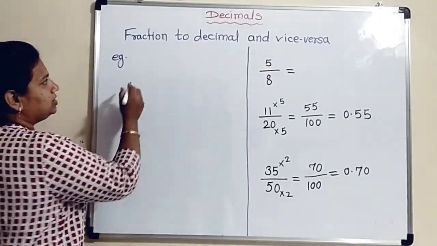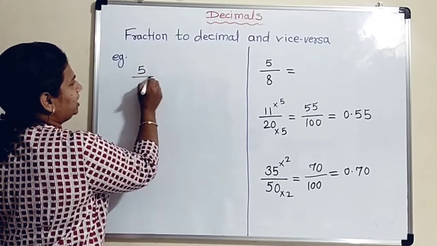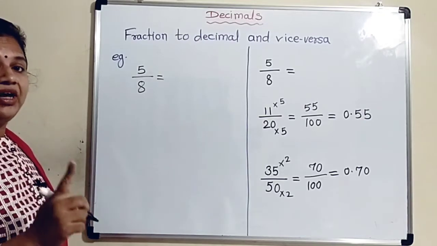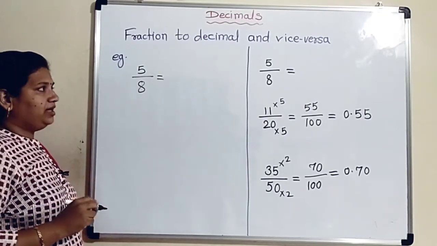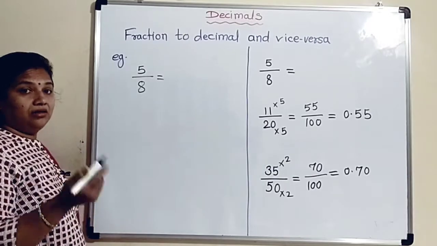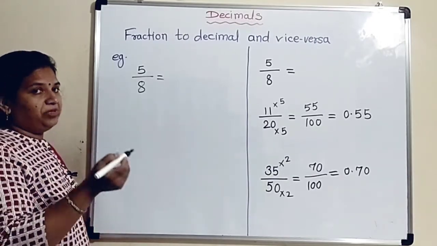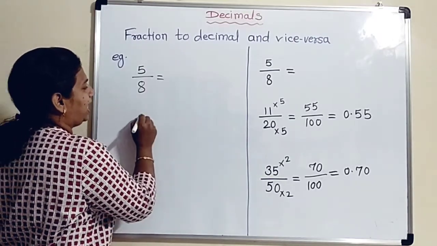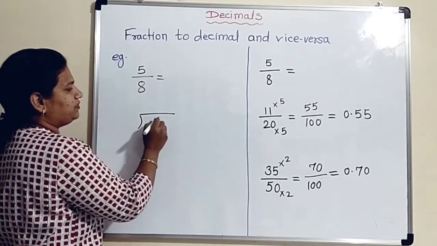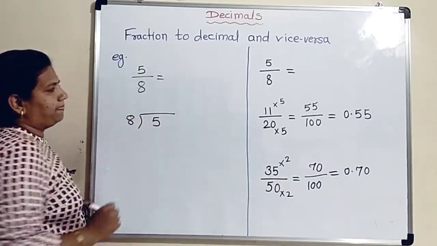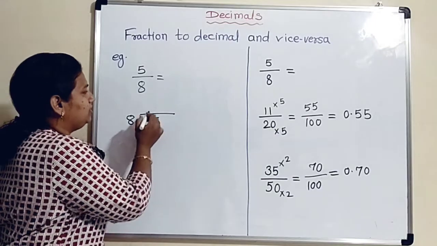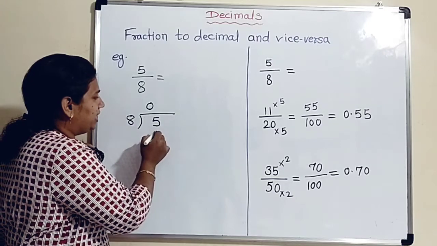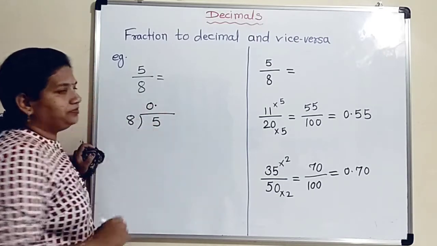Now let us do this example. Five by 8. So here 5 by 8, we all know that 8 is not a factor of 10, even 8 is not a factor of 100, right? We can make it a denominator 1000, right? But there is one more method. You can carry out actual division. Divide this 5 by 8, right? So here, as 5 is smaller, let us divide by 0 and add a decimal point here.